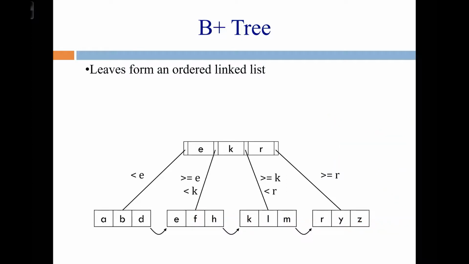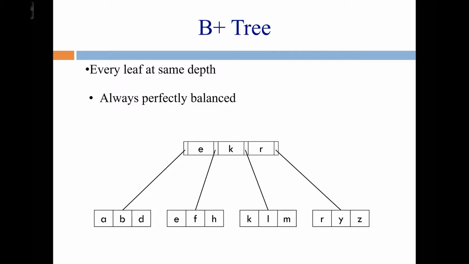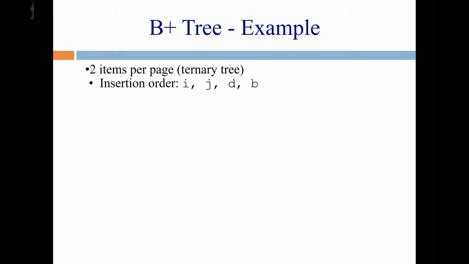Now I want to reiterate a very important property of these trees that we've been relying on, and that is that they are always perfectly balanced. So all of the leaf nodes are going to be at the exact same depth. So how do we build these trees in order to maintain that property at all times? So let's look at just a simple example. We'll use a ternary tree instead of a quad tree, just to make it simple but still interesting. And we'll insert I, J, D, and B in that order into an initially empty tree, and we'll see how the tree evolves as we add items.